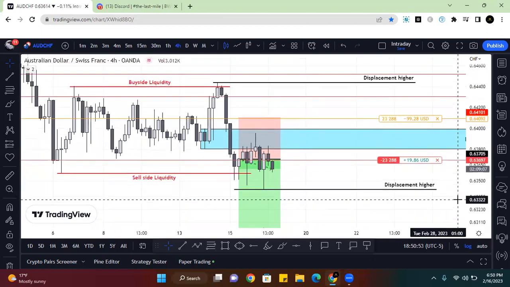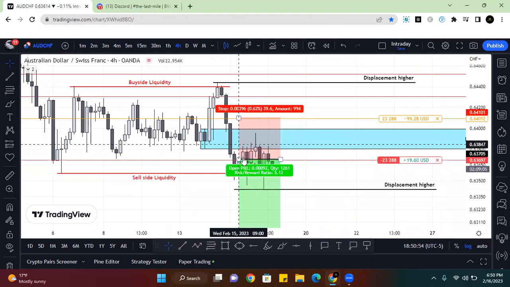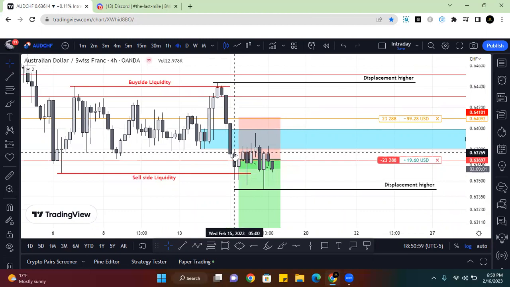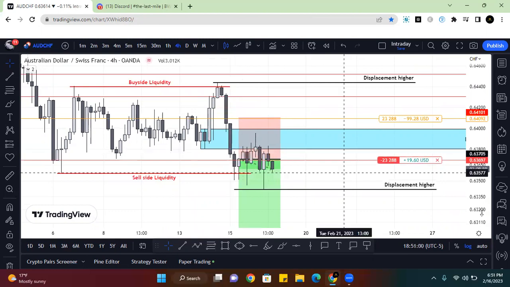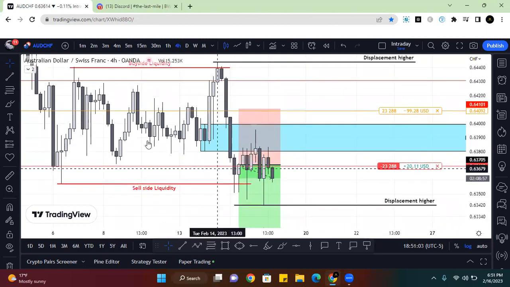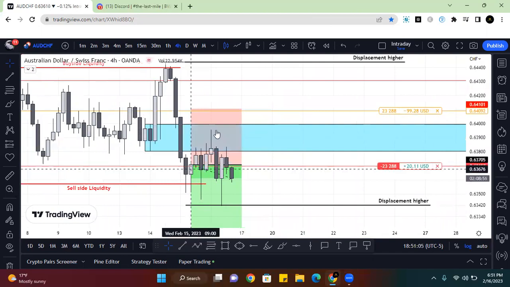Drop a 1 if you can see that. That happened on this impulse move down. So I did expect them to come up and fill that, and I did see that they came up and filled that. I've been waiting on this setup for quite some time. Price did come down, and then they filled that fair value gap and had continuation.